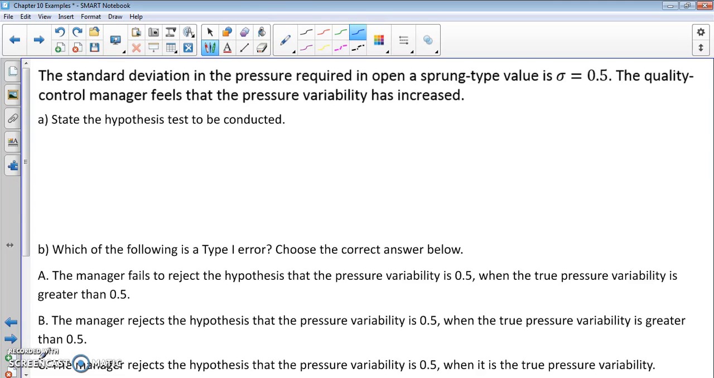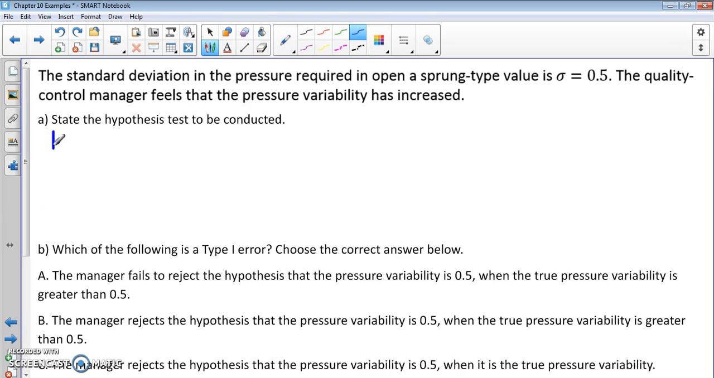The standard deviation in the pressure required in an open A spring type valve is sigma equals 0.5. The quality control manager feels that the pressure variability has increased. State the hypothesis test to be conducted.